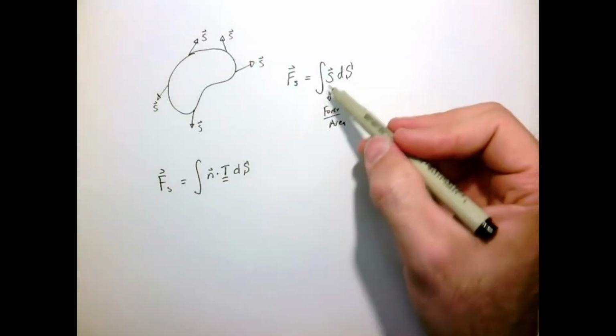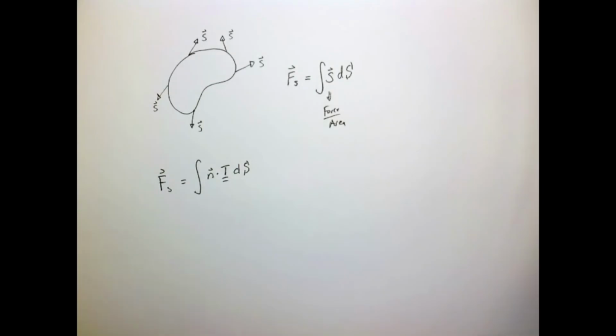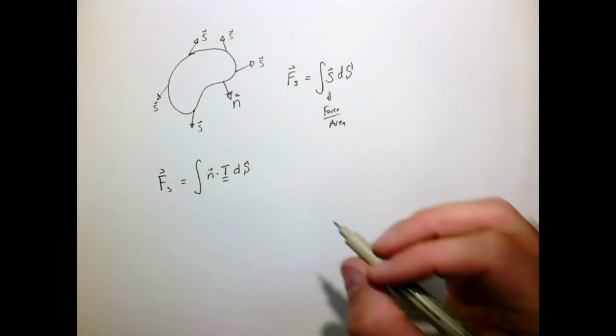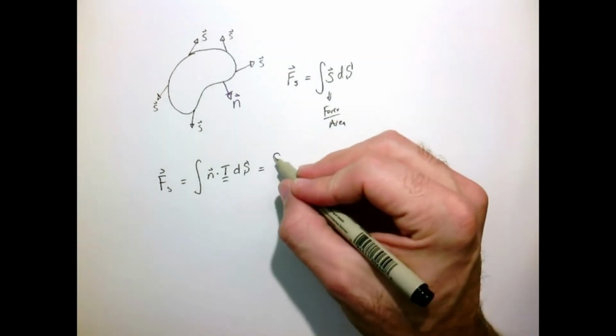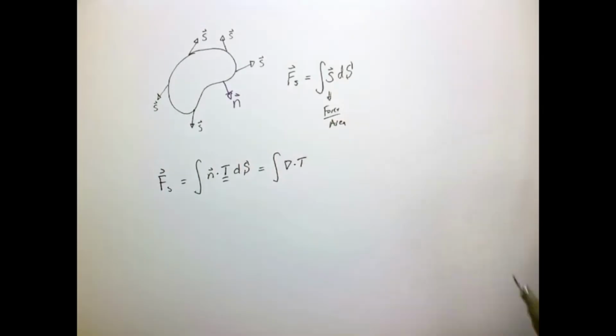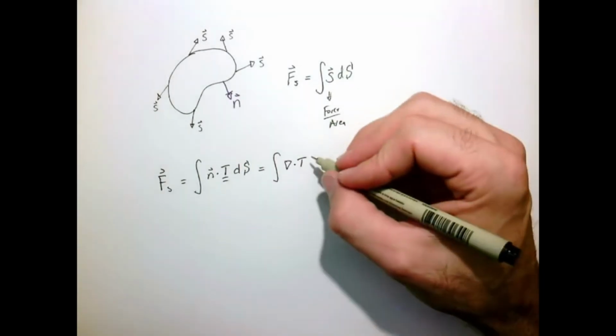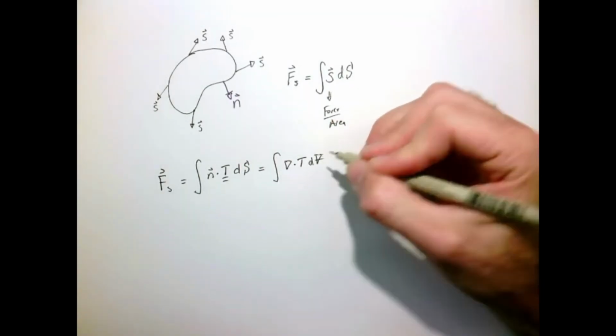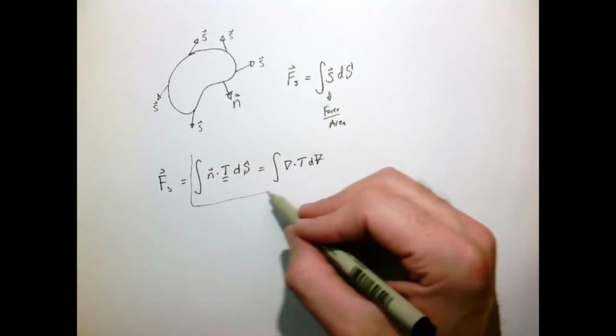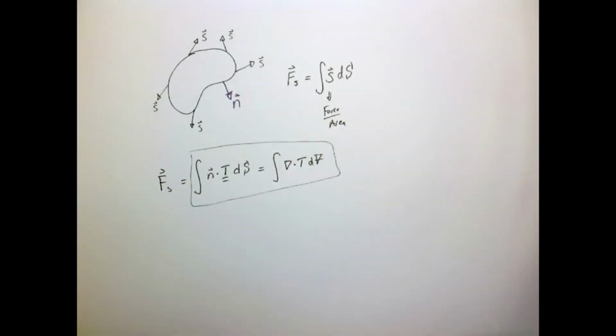So I can replace the stress vector with the normal vector, which points everywhere out of our surface, dotted with the stress tensor at that point. Now I won't prove it, but the divergence theorem works just as well for tensors as it does for vectors. So this can be written as the divergence of the stress tensor integrated over the volume. This is going to be a key result that we're going to use.